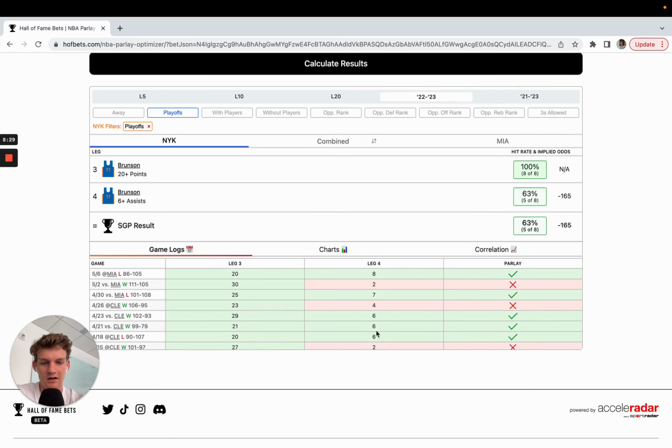It looks pretty interesting, but he's had 6+ assists. He was on a streak here against Cleveland. In the last game against Miami, he scored 30 points, which maybe would imply he was passing the ball a little less. And then here he had exactly 20 points and actually 8 assists as well.